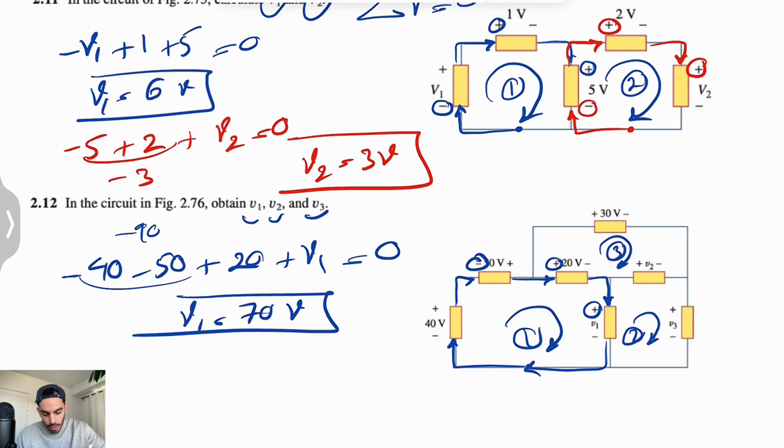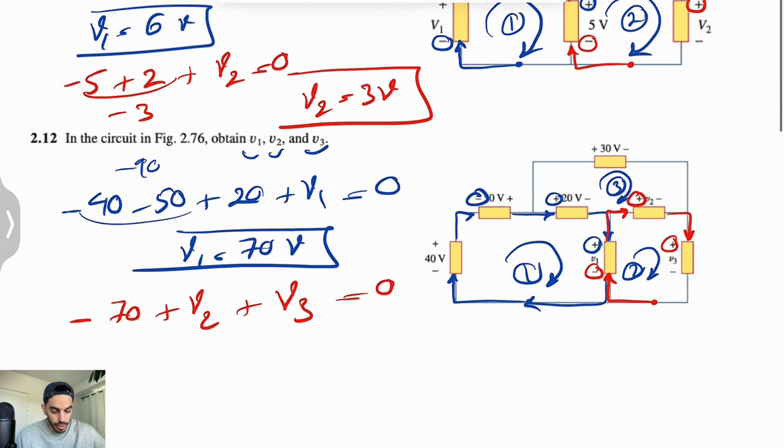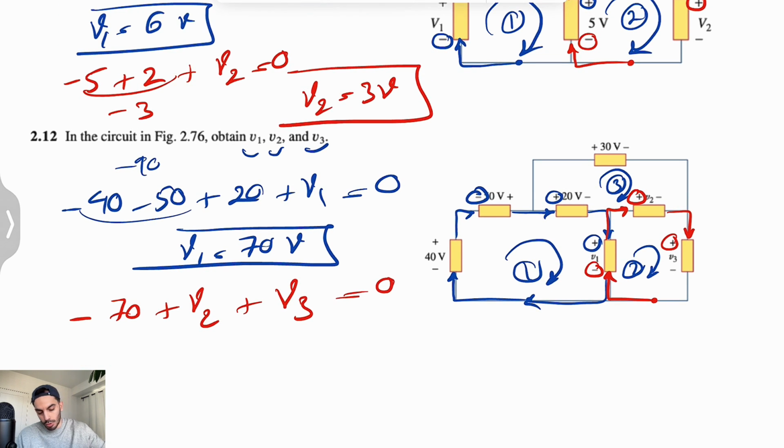So let's just change the color and move on to the second loop. I'm going to do red. You can start from any point, so it's up to you. I'm just going from this point. Again, we are entering a negative, and that would be negative V1, which we figured out is 70. Going to V2, plus V2, and here we're going to get to V3, plus V3 equals 0. We have two unknowns in this equation, which means we need to move on to the next loop.